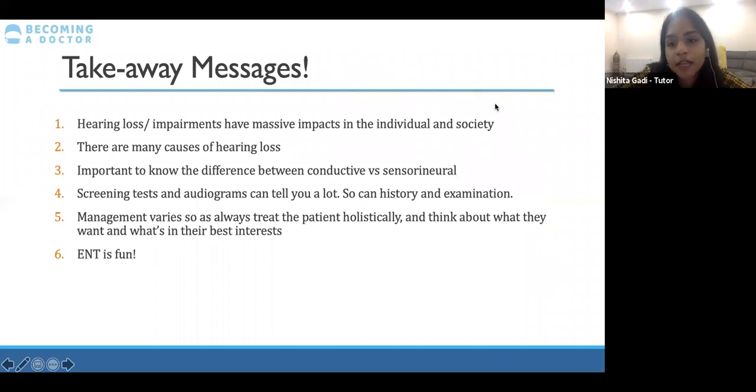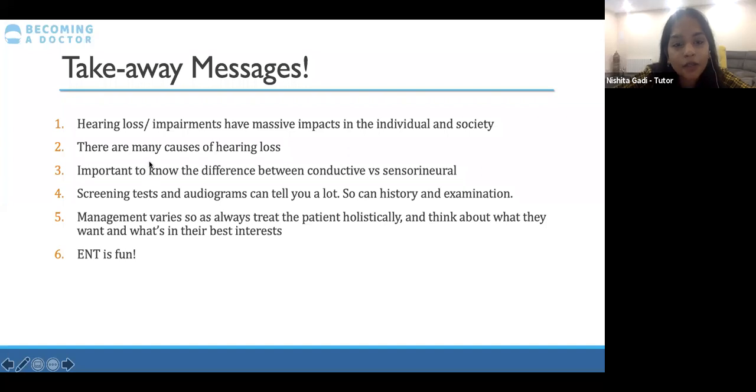So just some takeaway messages. Thanks for sticking with me so long. So some important points. Hearing loss and impairments can have massive impacts on the individual and society. Not just with this, but with every disease or condition that you come across, they can have such a massive impact on individuals and their quality of life. So it's really important to take that into consideration.